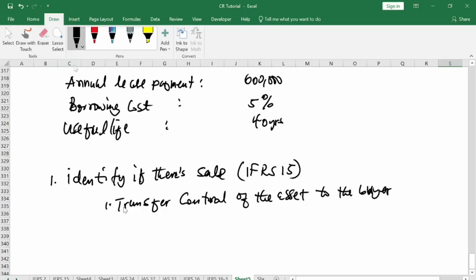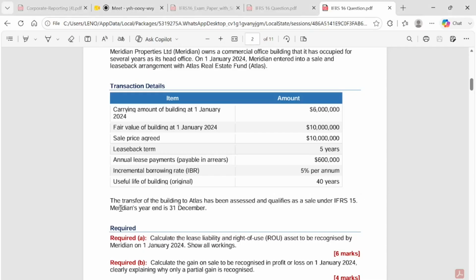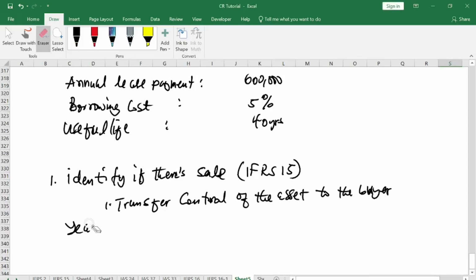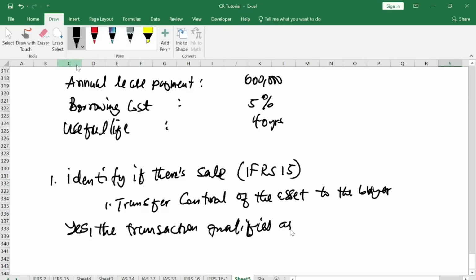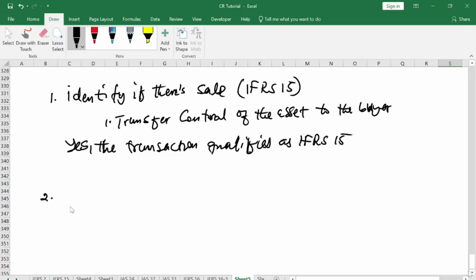Now in the question, let's check. Look at the last part, where it says that the transfer of the building to Atlas has been assessed and qualifies as a sale under IFRS 15. So it means yes, the transaction qualifies as a sale under IFRS 15. That's it.